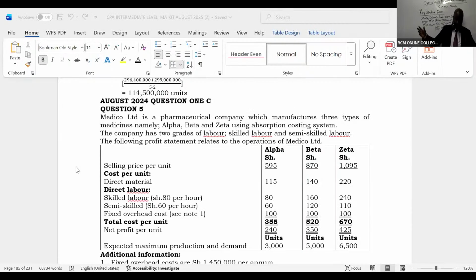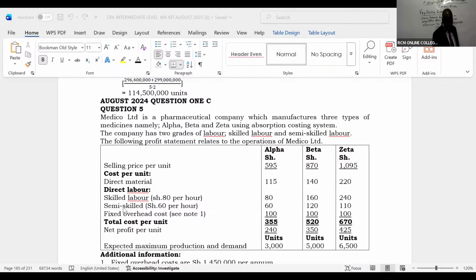So we read this together: Medico is a pharmaceutical company which manufactures 3 types of medicines, namely alpha, beta, and zeta, using absorption costing system. The company has 2 grades of labor, skilled labor and semi-skilled labor. The following profit statement relates to the operations of Medico Limited. I can see selling price, material, direct labor skilled and semi-skilled, then fixed overhead. But they haven't given me variable overhead. Fortunately, they have given me the methodology of computing variable overheads.